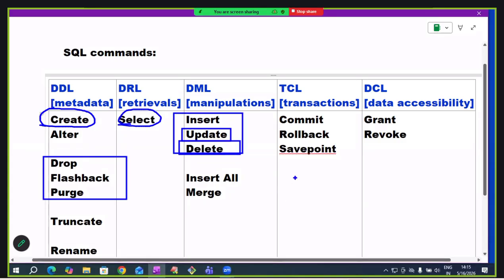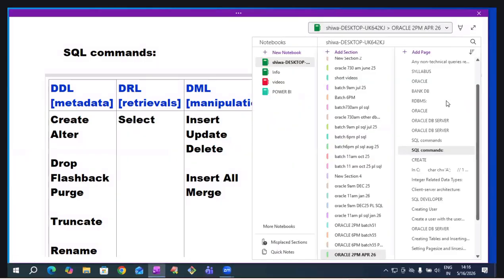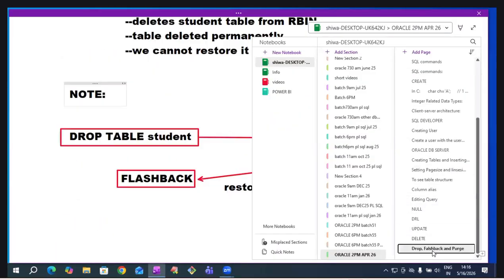In today's session, I want to cover these TCL commands: commit, rollback, and savepoint. Initially, I start with this TCL commands topic. After this, we discuss alter. This is today's session. Okay, pay attention, listen carefully. Many important points I cover in today's session.